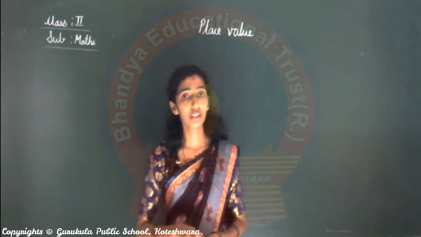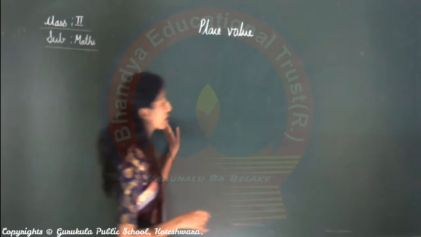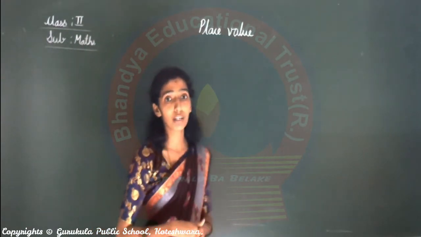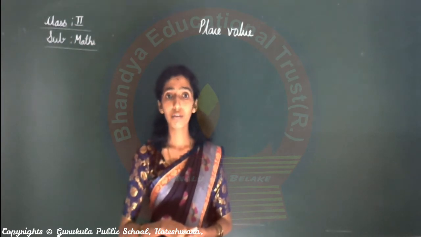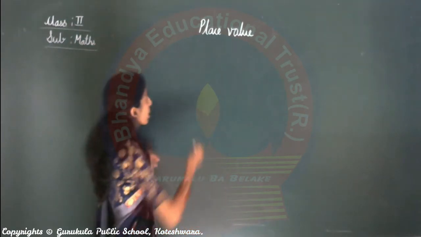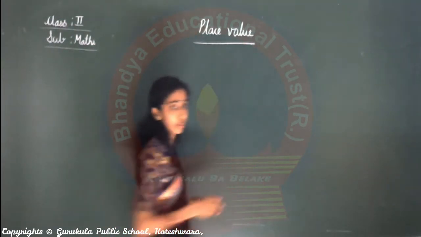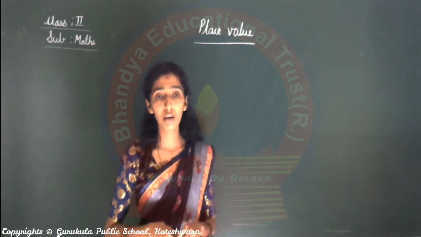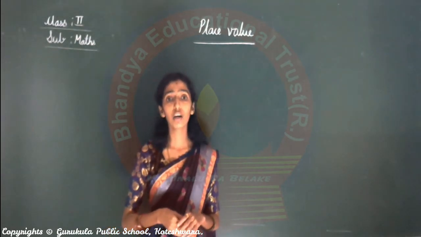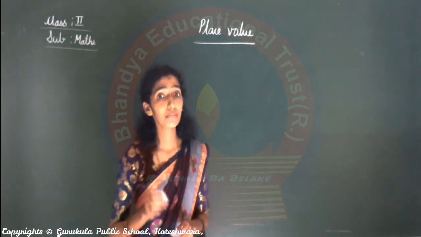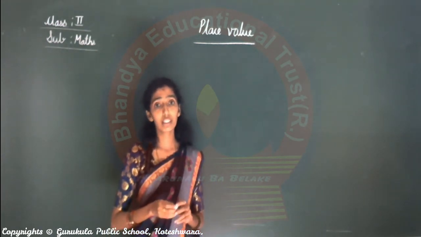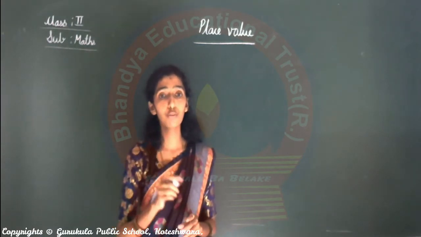Already we have discussed place value and expanded form in the first class. Everything we discussed in the first class. Okay, what is place value? Place value is the value of a digit. Place value means the value of a digit. This place value tells the value of a digit.